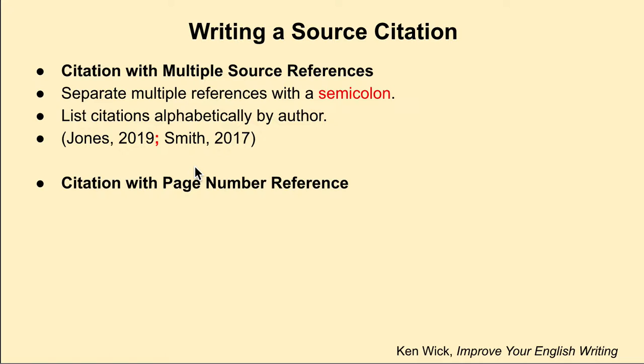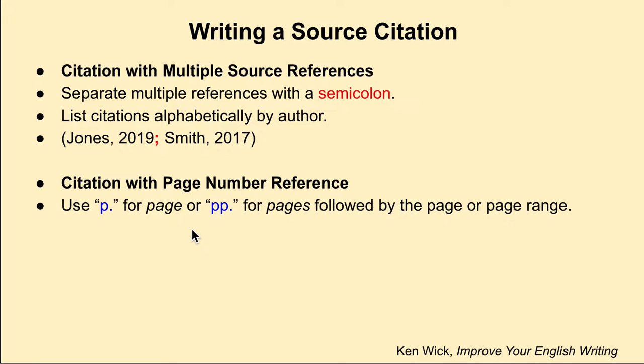What about a citation with a page number reference? So you want to include the page number reference in the in-text source citation, because remember, APA is just author and year, but you want to include the page number. So what you do is you use P for page, or PP for pages, followed by the page or the page range. So here's some examples.